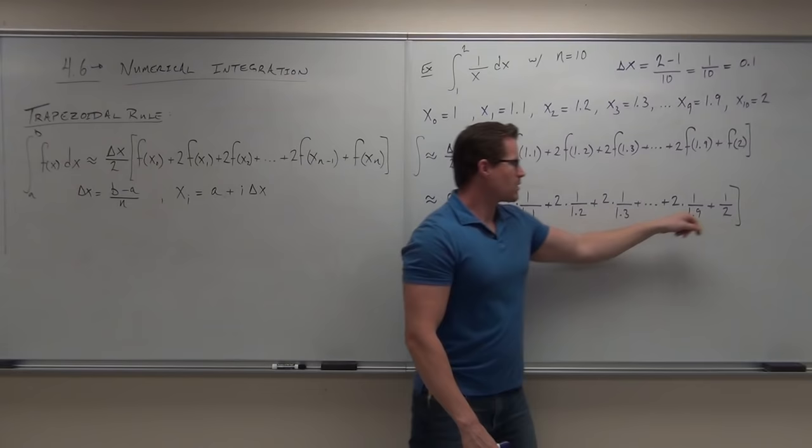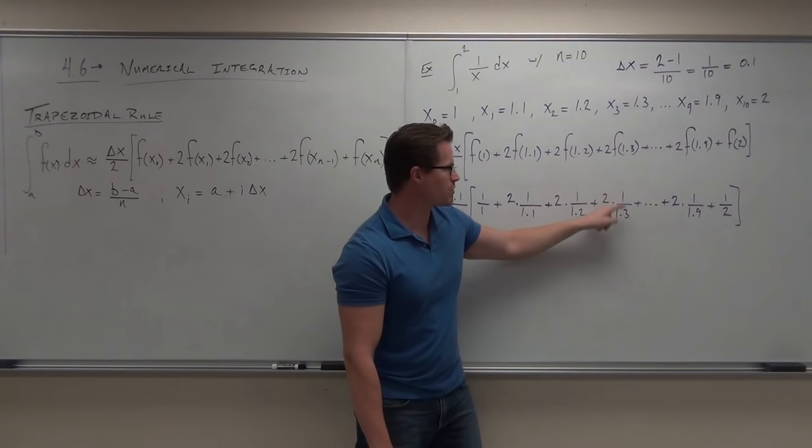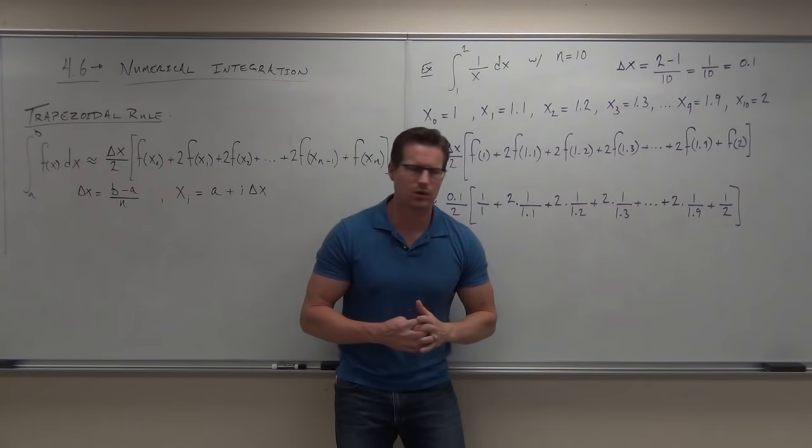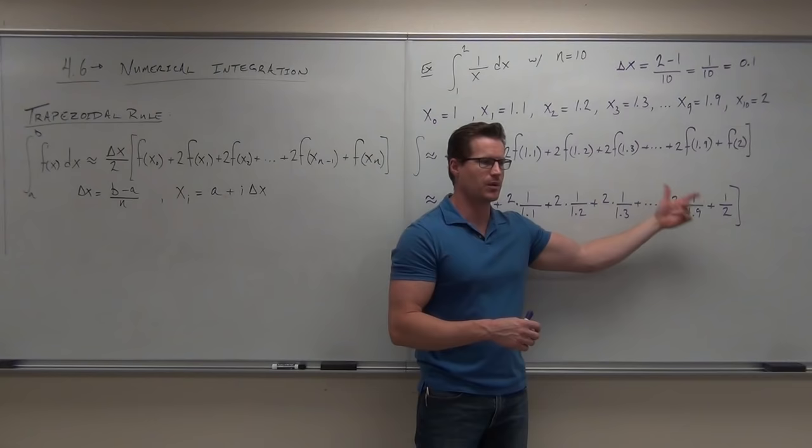We plug them into our function. That's why we have our 1 over this, 1 over this, 1 over x sub 3, 1 over x sub 10. And then we just figure out the decimal equivalent. So in our case, on your calculator, you get 1 plus 2 over this, plus 2 over this, plus 2 over that, blah, blah, blah. And then multiply that by 1/20.